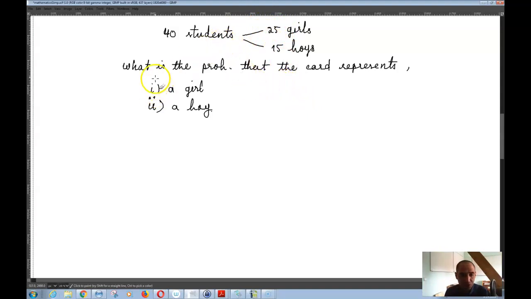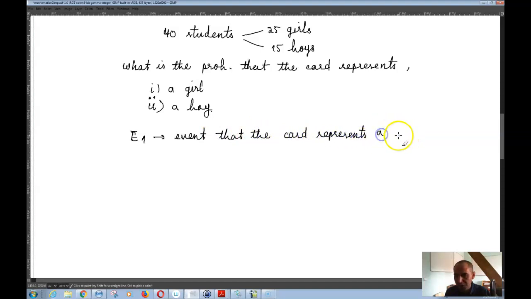So to answer the first part of the question, what's the probability that the card represents a girl? Based on the first question, I can define an event E1, and I can call it the event that the card represents a girl.